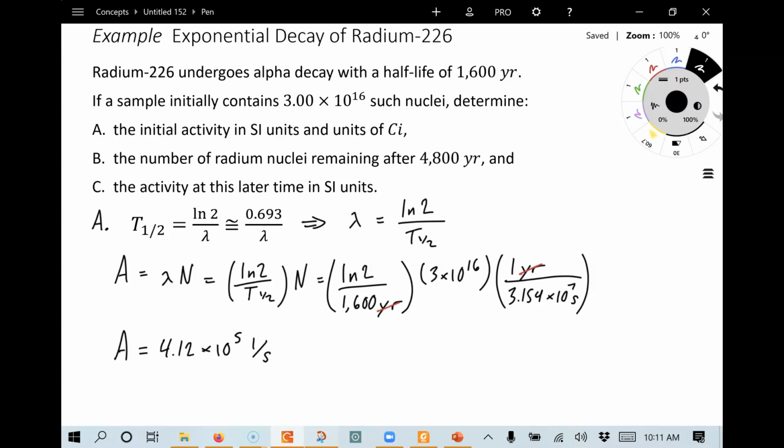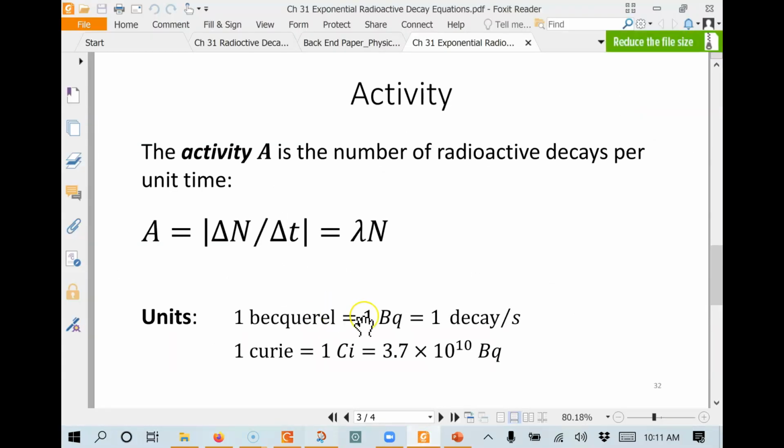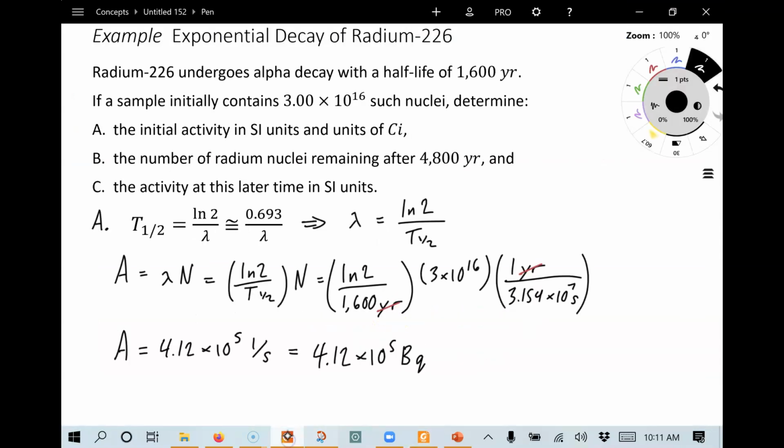And so another unit to write 1 over seconds for activity is becquerel, Bq. And that's the SI unit of activity here. Number of decays per second, becquerel. Now, this is the initial activity, and so typically we call this A0, since it's the beginning amount at time t equals 0.